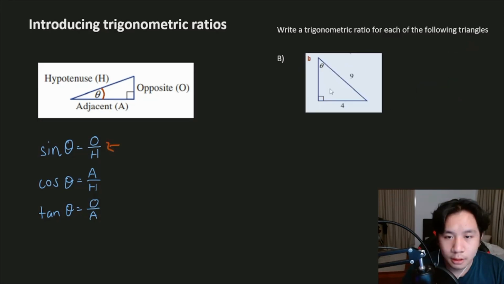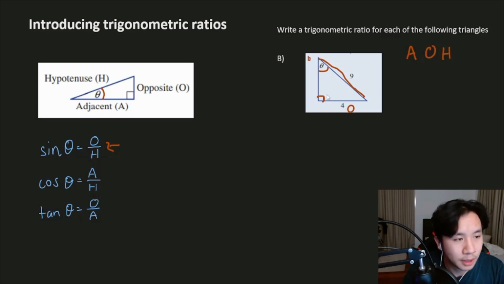Okay. All right, so let's look at this question. So this is angle theta, right? And remember, we want to figure out if this has A, O, or H. Okay, so looking at this one, I have the opposite because it's opposite to this angle. So this 4 is O. And lastly, this 9 has to be the hypotenuse because it's opposite to the right angle. So I have H here.